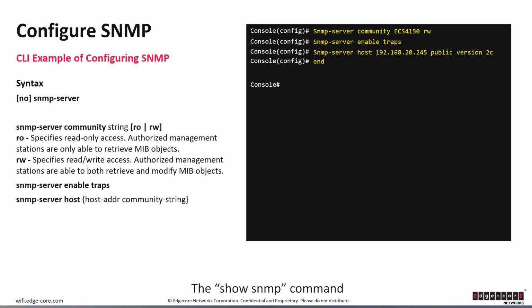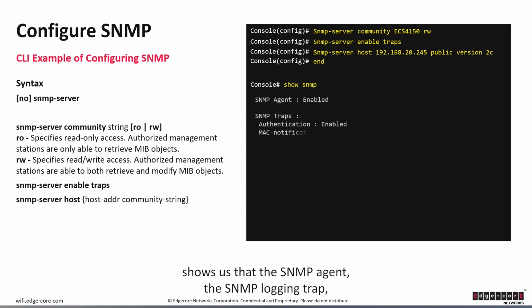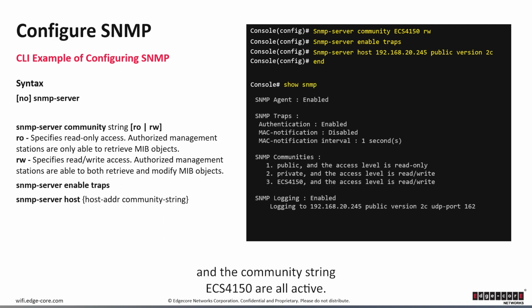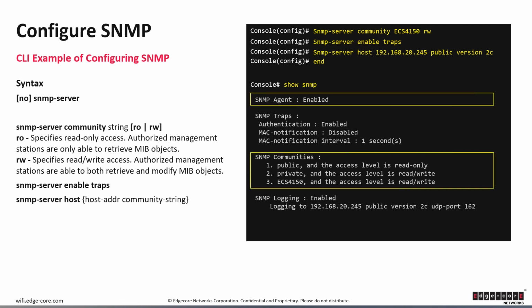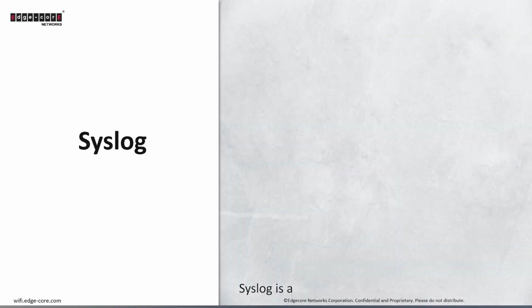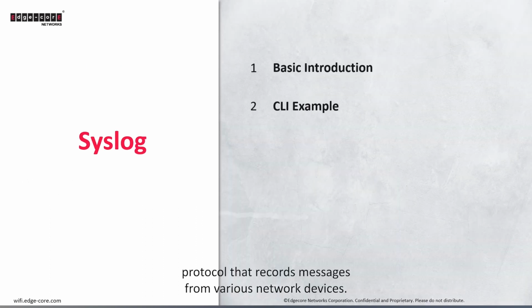The show SNMP command shows us that the SNMP agent, the SNMP logging trap, and the community string ECS4150 are all active. The trap receiving host has an IP address of 192.168.20.245.